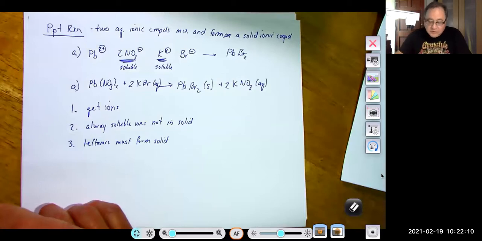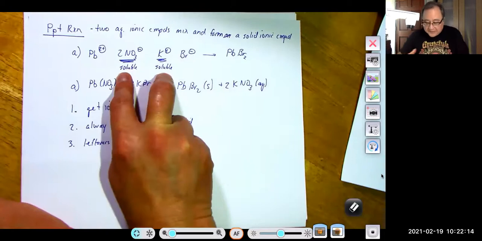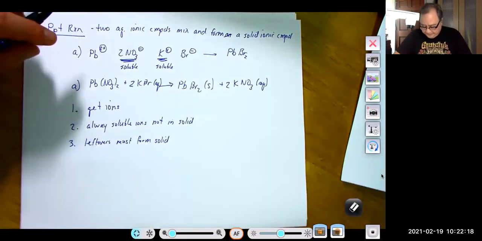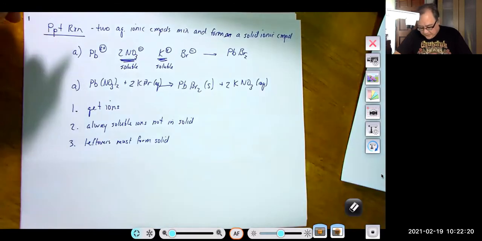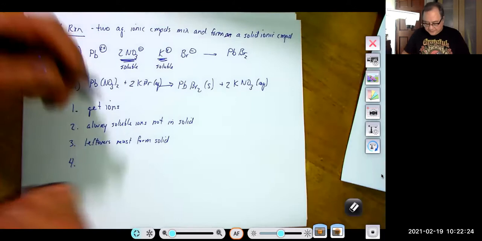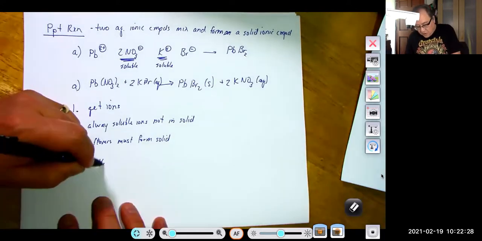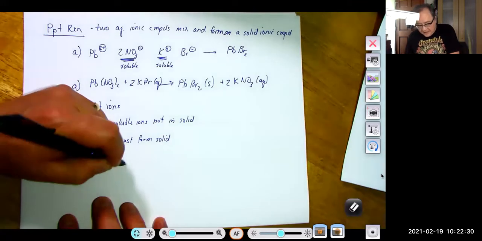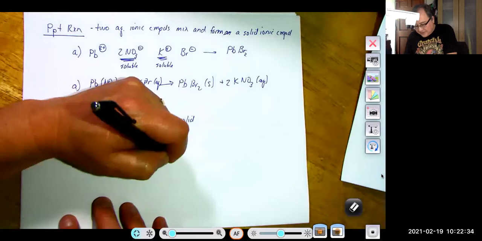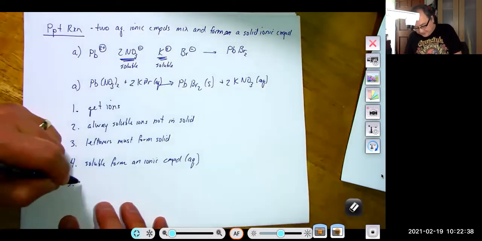You won't always have 2 ions that are always soluble. It might only be 1. And then you have to figure out what's going to work best. And then when the leftovers form the solid, what do the solubles do? The solubles form an ionic compound that's aqueous. And then you balance.